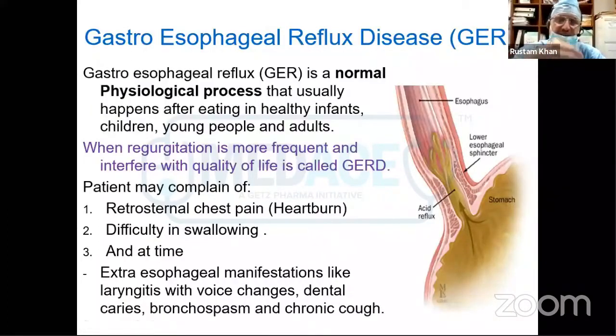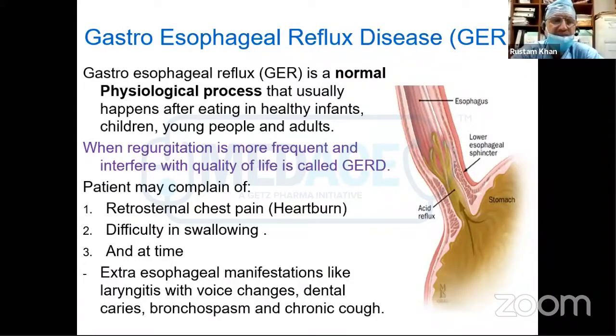Then what is GERD? Gastroesophageal reflux is a normal physiological process that usually happens after eating in healthy infants and adults. You might have seen children regurgitating milk while they are feeding. This is not entirely a disease, but when this regurgitation is more frequent and interferes with quality of life, it is called gastroesophageal reflux disease.